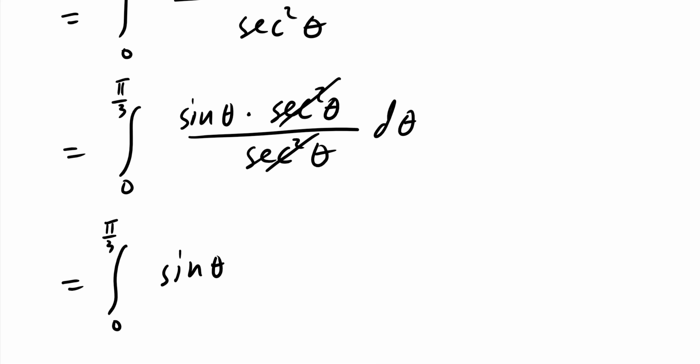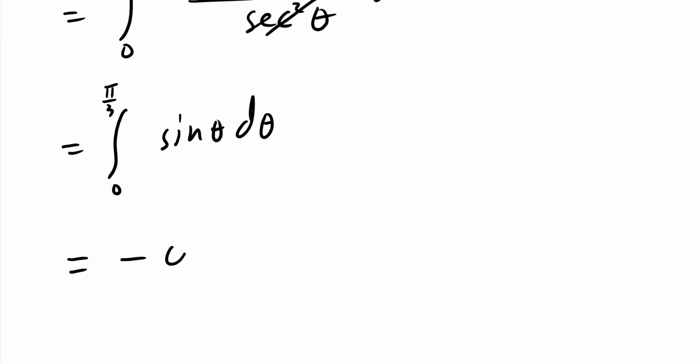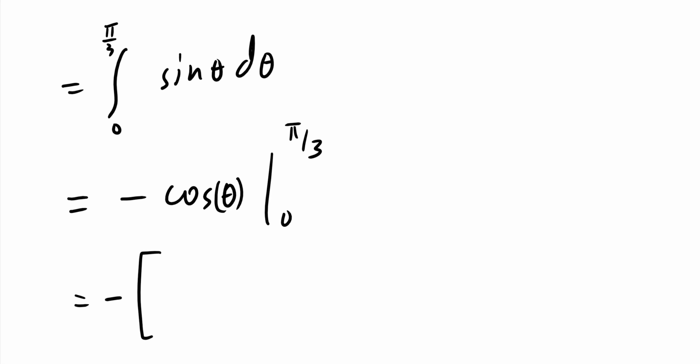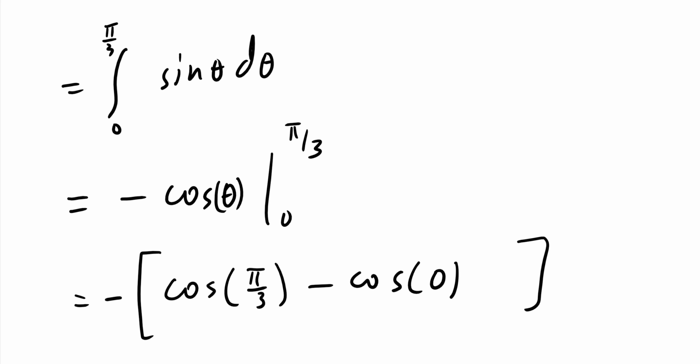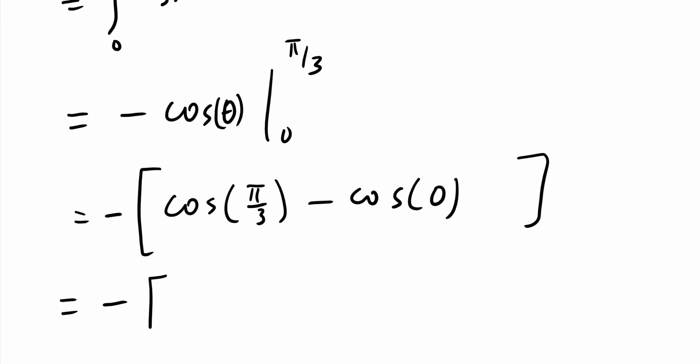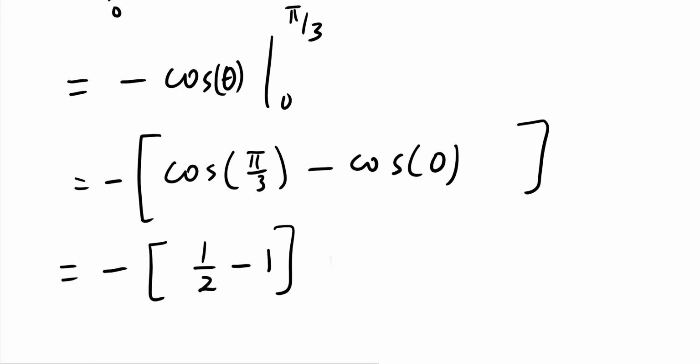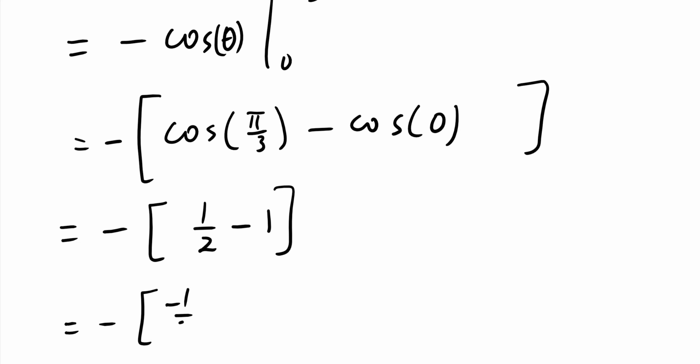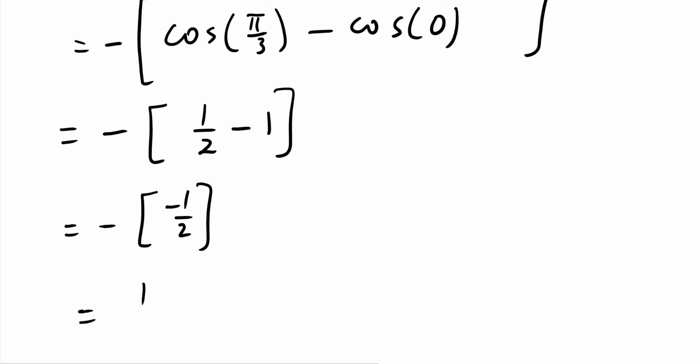Sine theta, d theta. The integral of sine theta, or antiderivative, is negative cosine theta from 0 to pi over 3. Now we have to be careful with that negative sign. You can put it outside and do all the work inside. So substitute the pi over 3 first, minus, substitute the 0 next. Now cosine pi over 3. Pi over 3 is 60 degrees. Its cosine is 1/2. And cosine 0 is 1. So we get negative, this is negative 1/2. So negative times negative becomes positive 1/2.